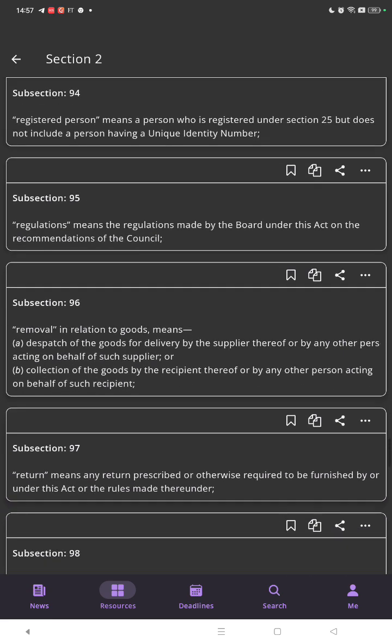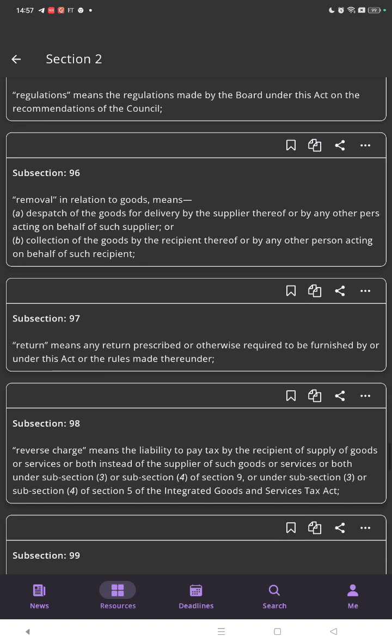Subsection 95: regulations means the regulations made by the Board under this Act on the recommendation of the Council. Subsection 96: removal, in relation to goods, means dispatch of goods for delivery by the supplier thereof or by any other person acting on behalf of such supplier, or the collection of goods by the recipient thereof or any other person acting on behalf of such recipient.